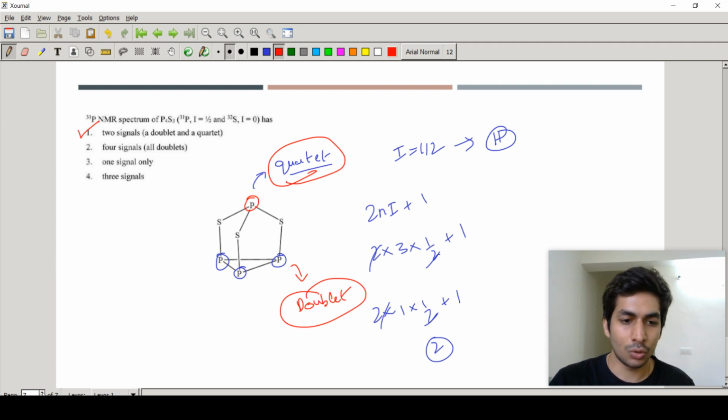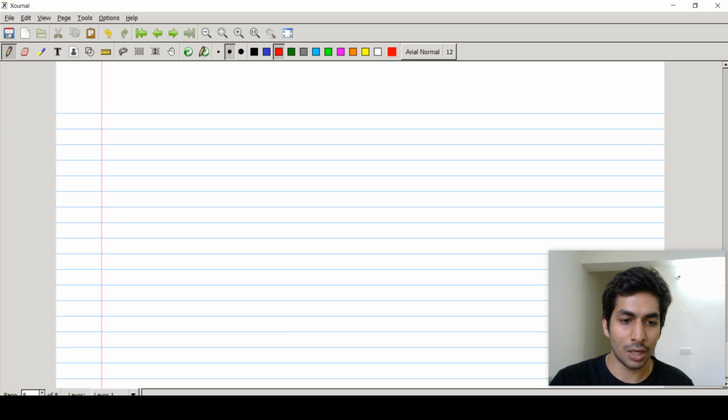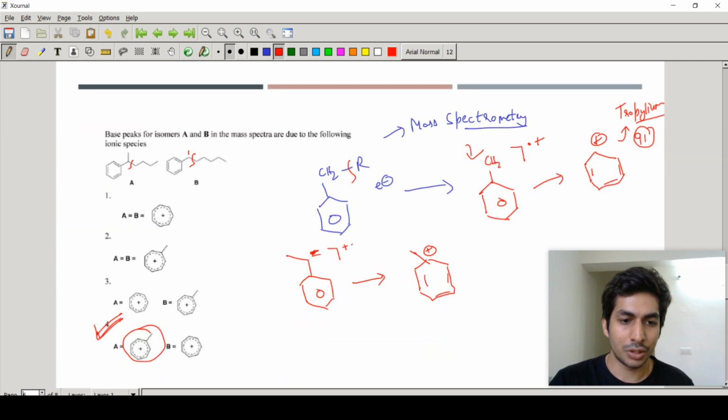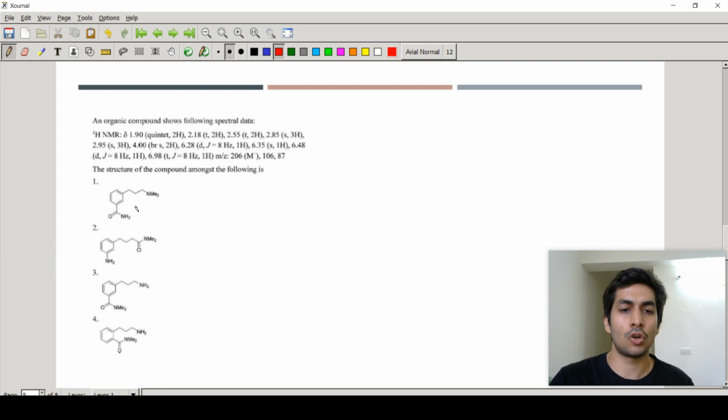All right, so these were the 4 markers, and one 4 marker we had missed out. So let's discuss that. That was based on organic spectroscopy. The question says that the proton NMR is given to us, and these are the four options.